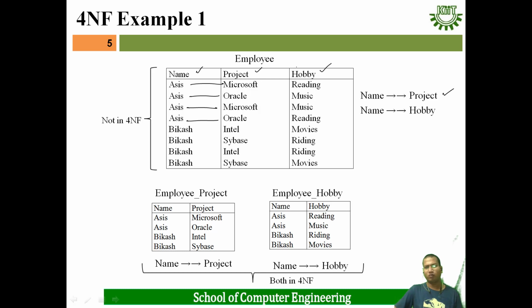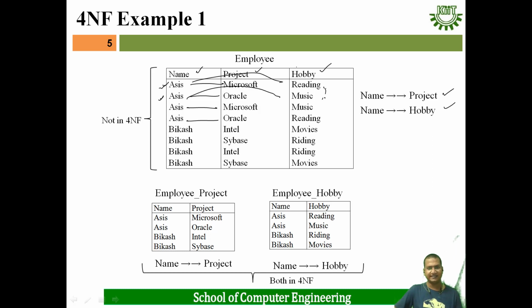Similarly, name is multi-value dependent on hobby also. That means Ashish is associated with reading, Ashish is associated with music. The same entity of this entity set is associated with multiple entities of this entity set. That means this is also a multi-value dependency. Whenever multi-value dependency is there, it is not in 4NF.